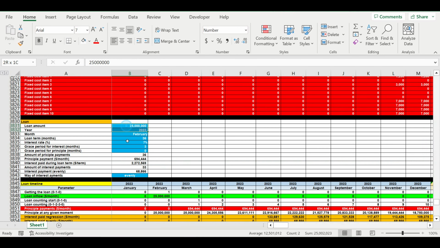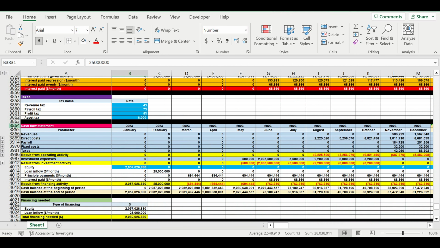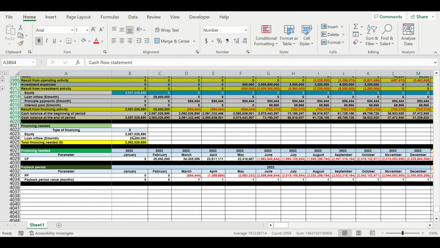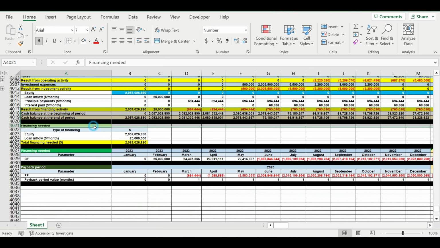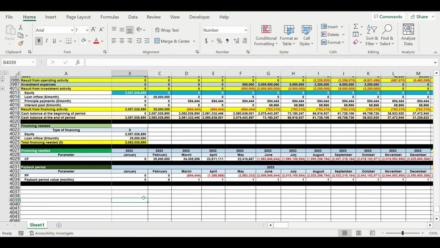Then we move to the loan. Then we focus on the cash flow statement and calculate the amount of financing. Then we work with a payback period. And now let's create our simple table.